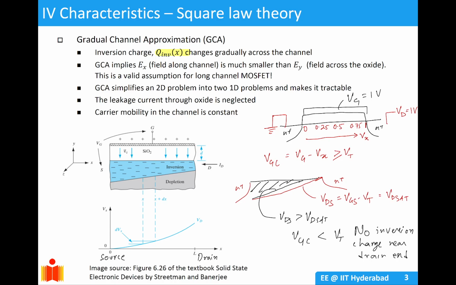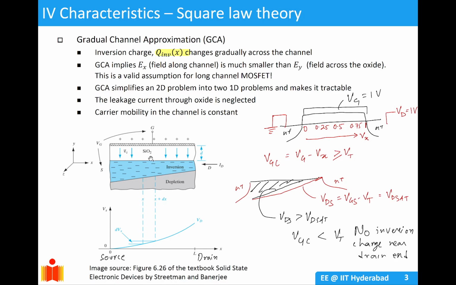And this is a valid assumption for a long channel MOSFET. Since our gate dielectrics are in nanometers, the vertical field is very, very high, but in long channel MOSFETs the channel length, that is the distance between source and drain, is very large compared to our dielectric thickness. So hence the field along the channel is very small, and hence GCA is valid for long channel MOSFETs.